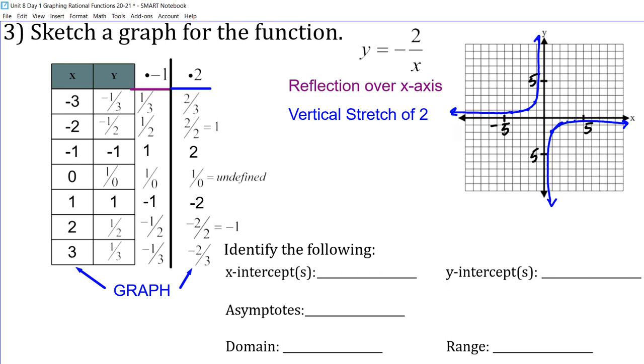So as we look at the graph, we can see we're not going to have a y-intercept because we could not use that input of 0. So we're going to have that vertical asymptote here. And we're not going to have any x-intercepts because we've got that horizontal asymptote coming into play.